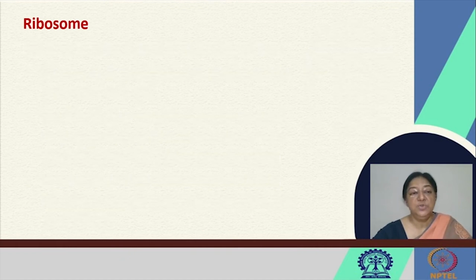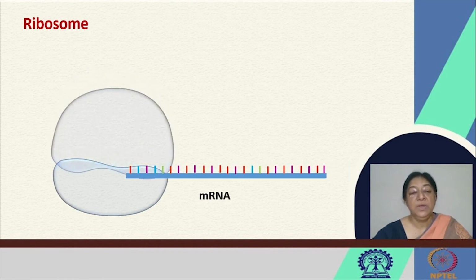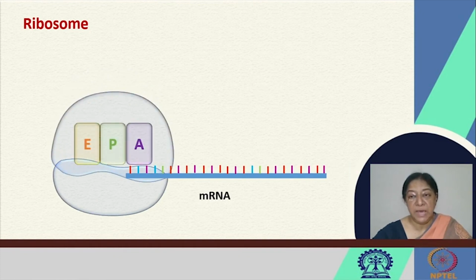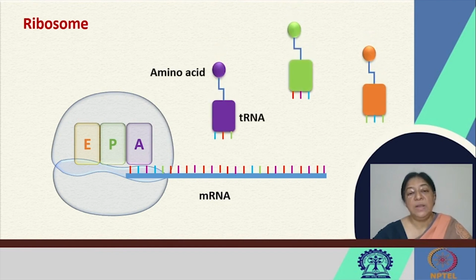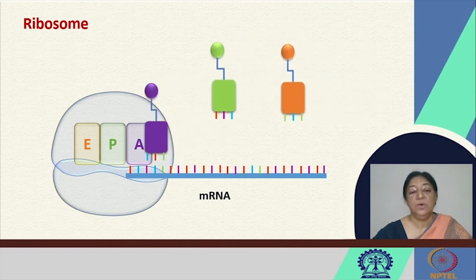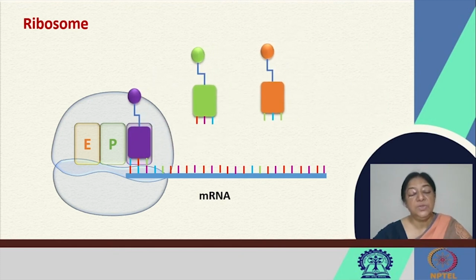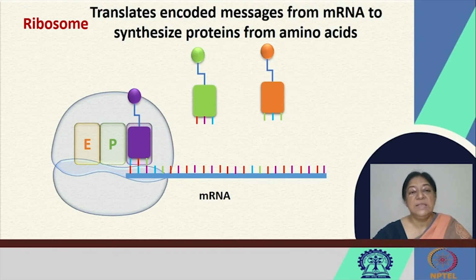So if we just look at a schematic of how this works, we have our mRNA, we have our unit with the E, P, A sites attached to it, and then we will have the amino acids tagged along with the specific tRNA that are then going to bind to the specific site here with the anticodon that is present. So without going into the details of the process, we realize that there is a translation occurring now. The translation of the encoded messages from mRNA synthesizes the proteins from the amino acids in the formation of the growing polypeptide chain.